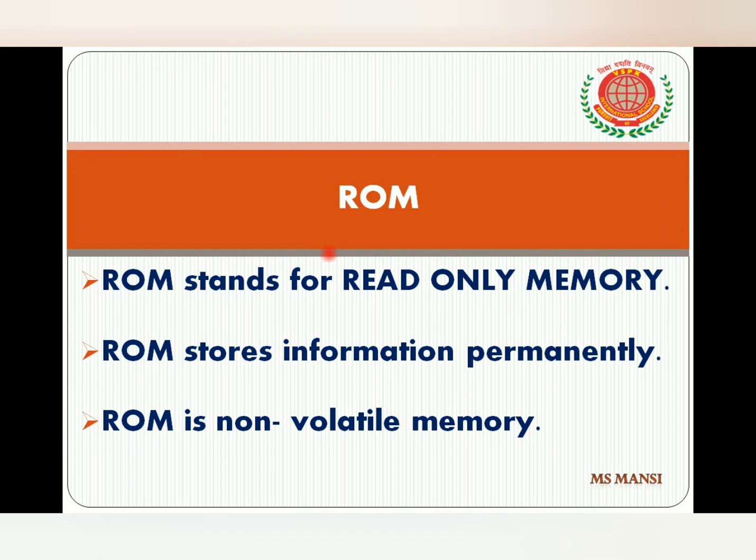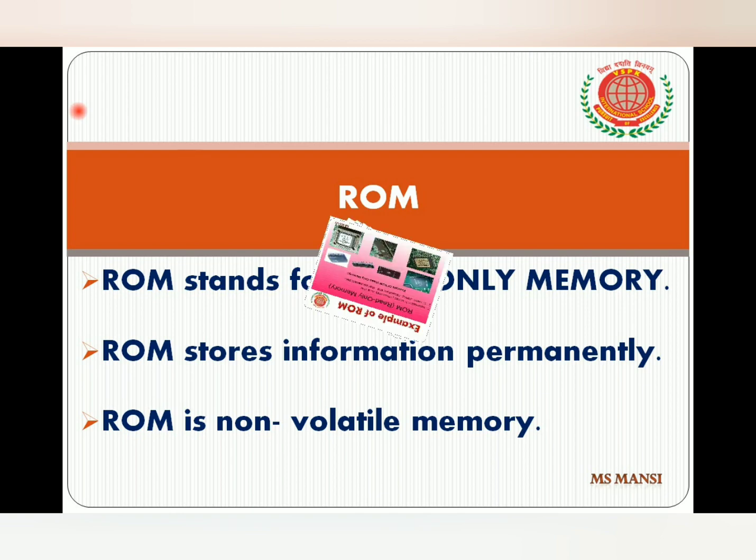Next is ROM. ROM stands for read only memory, R stands for read, O for only, and M for memory. ROM stores information permanently, and ROM is non volatile memory. Non volatile means if the power goes off, then the content will never be lost. The data which is there in the ROM is never lost.